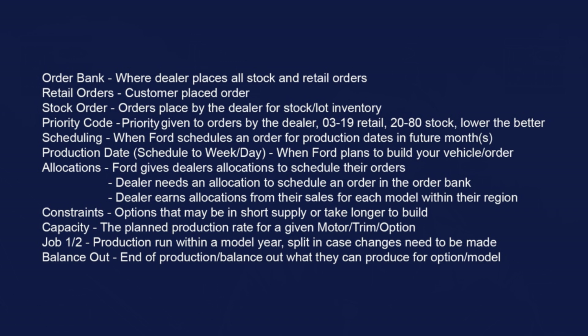Sometimes that's about 6 months into the model year. Sometimes it's only a month or 2, like on the Maverick. Their job 2 is actually going to start in November, so it's only a couple months later. And then balance out. That's the end of production, or the balance out of what they can produce of a certain option, model, or color, maybe something like that. All right. There's all that information.